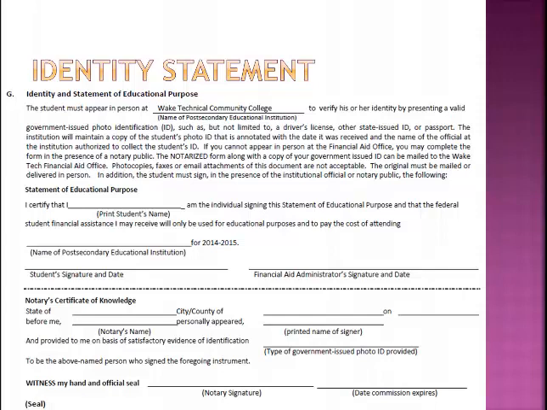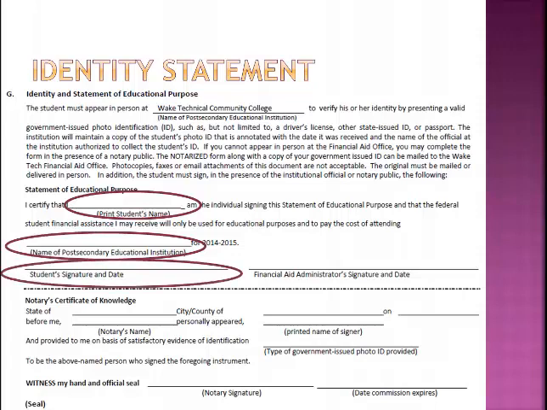Students in V4 and V5 groups will also have to verify their identity and complete a statement of educational purpose. This should be done in person in the financial aid office. You will print your name, list Wake Tech as your school, and sign and date the form. Someone in the financial aid office will also sign and date.